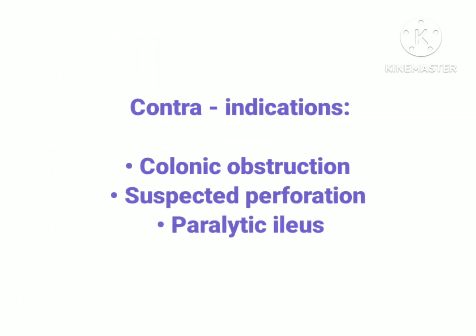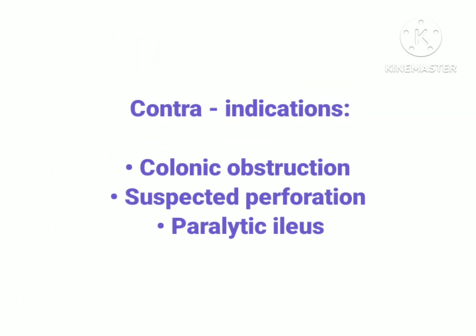Now the contraindications of this examination, means when this examination cannot be performed. The first is chronic obstruction, means when in the patient there is complete or partial blockage of the bowel, that time this investigation cannot be done. Next is suspected perforation, means a hole present in the small bowel. Next is paralytic ileus, means when there is obstruction of the intestines due to the paralysis of the intestinal muscles.